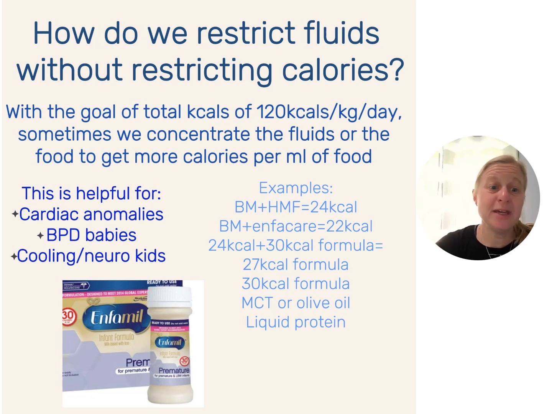So maybe you have a baby who has BPD, is a cardiac kid, is a cooling kid, and we want to get them to their total kcals of 120 per kilo per day, but we can't give them more fluid. We need to fluid restrict them. This is really true for kids with wide open PDAs that are on full feeds. We don't want to give them extra fluid to give them extra calories. So this is when you start seeing your concentrated feeds.